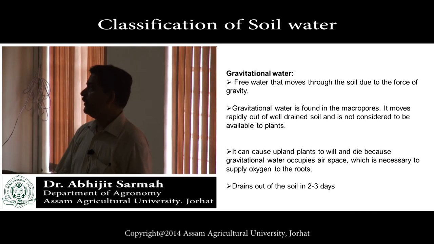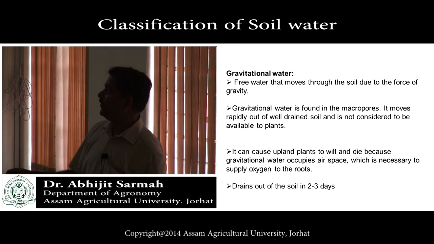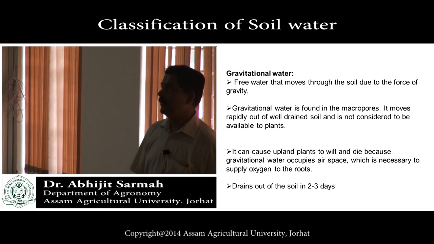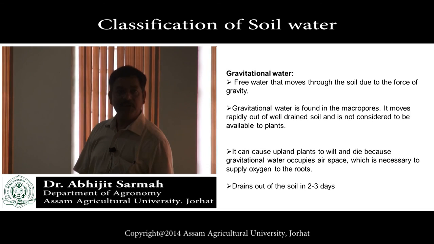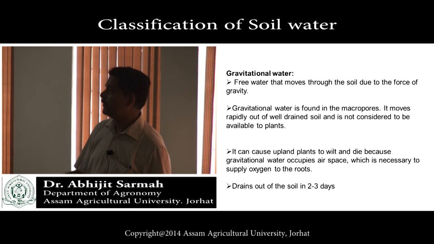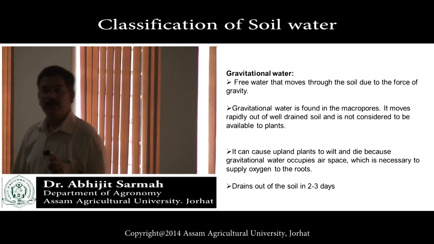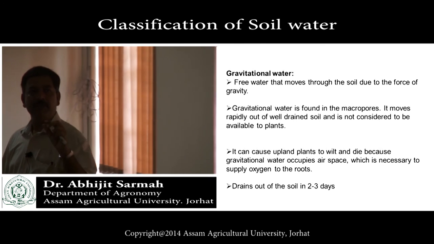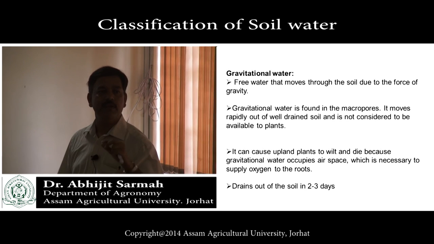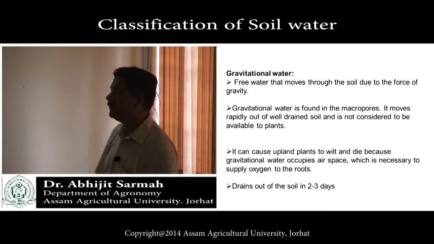Gravitational water, I have already explained. This is free water that moves through gravity. Where do you get gravitational water? You get it in the macropores. If the entire macropore is filled up with water, in the case of upland rice, it will suffer from aeration problems, so the plant will wilt.